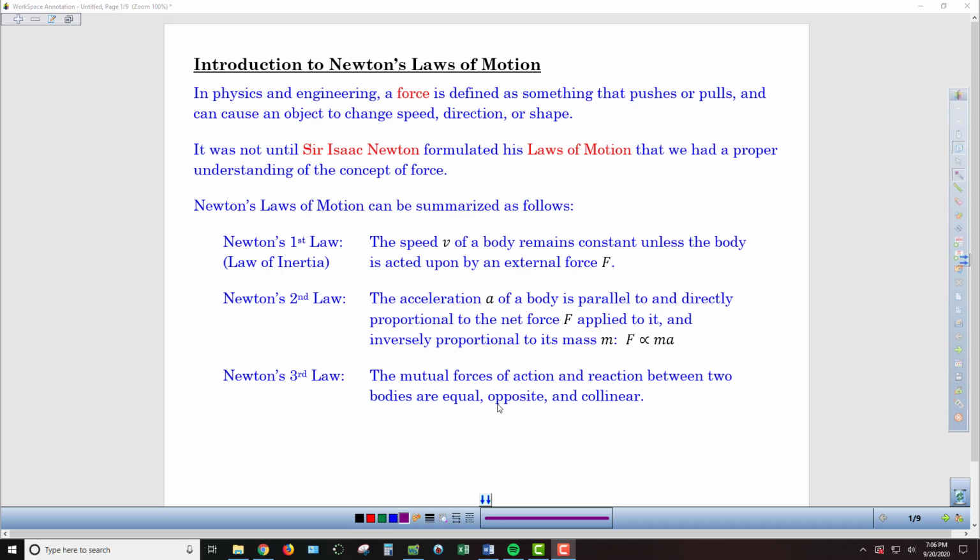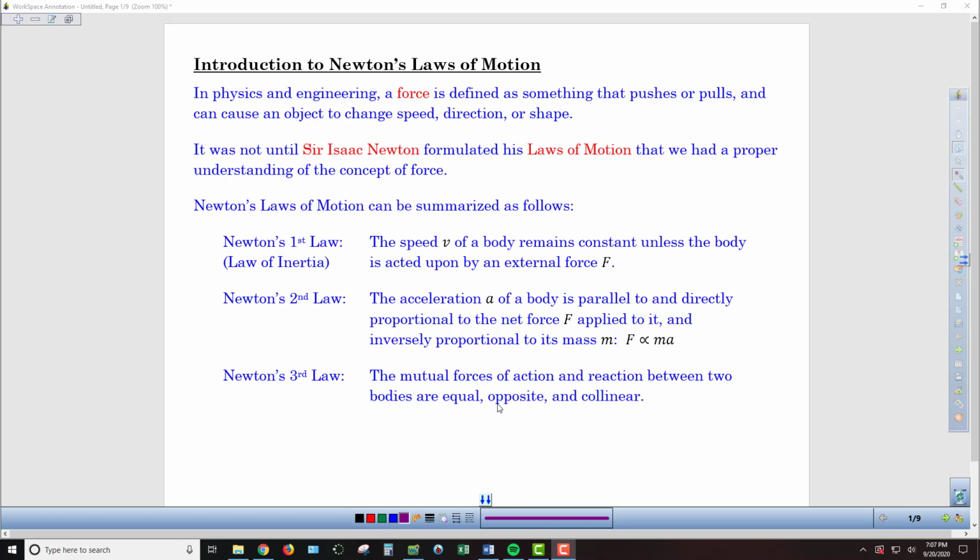Our understanding of a force in physics was pretty murky until Sir Isaac Newton formulated his laws of motion. And so we can see the three of them listed here. We have the first law, the law of inertia. Speed of a body remains constant unless the body is acted upon by an external force. So a more common way of saying it is a body at rest stays at rest, a body in motion stays in motion unless acted upon by an outside force.